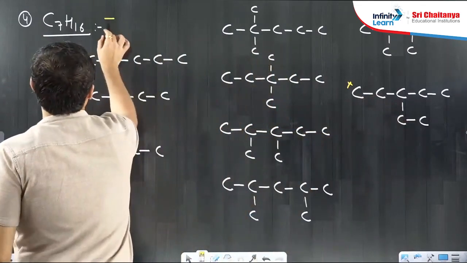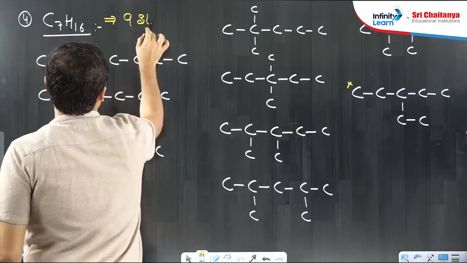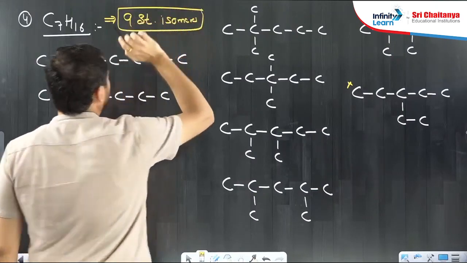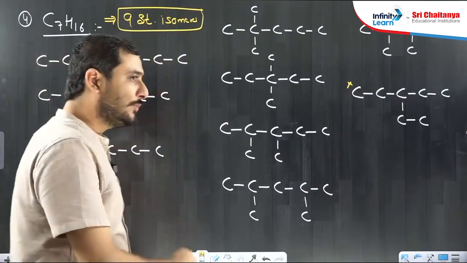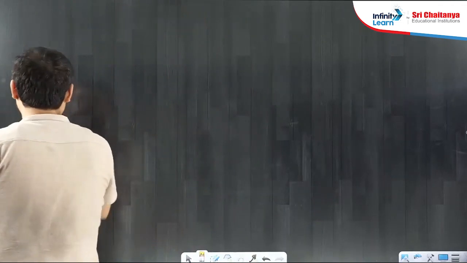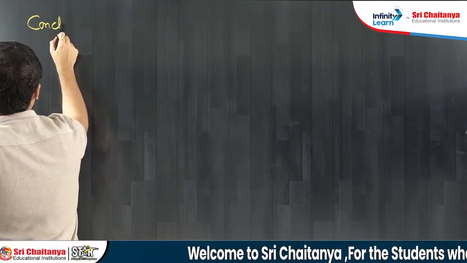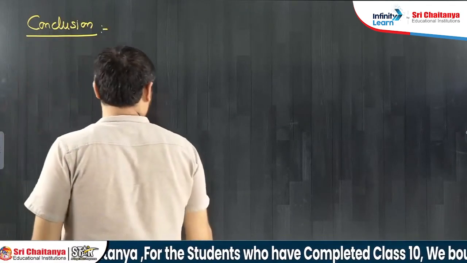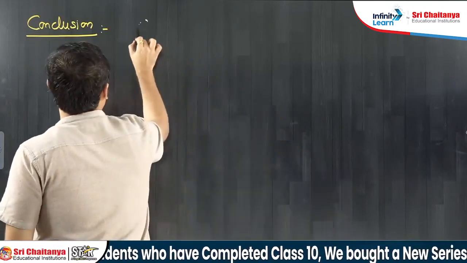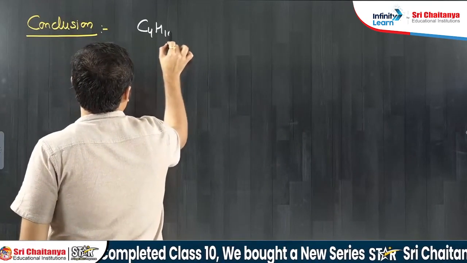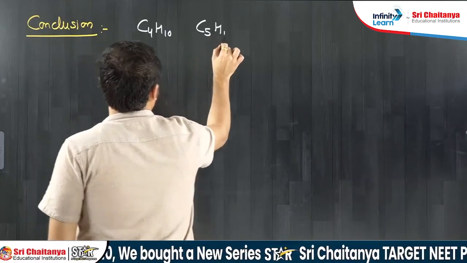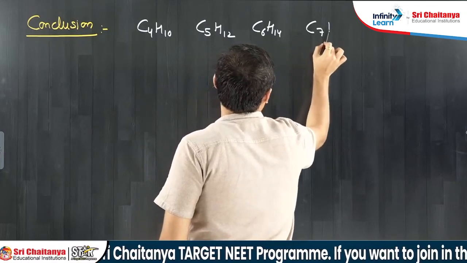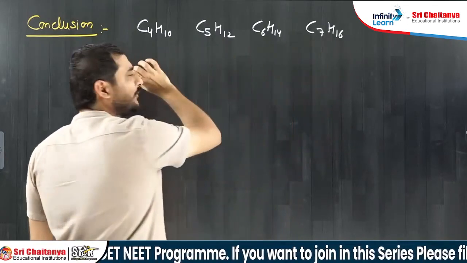So total how many isomers are present? 9 structural isomers are possible for C7H16. Now what is conclusion for this complete alkanes part? So this conclusion we have to remember. For alkanes, it starts with 4 carbon atoms, C4H10, next is C5H12, C6H14, C7H16. Only these four we have to remember.